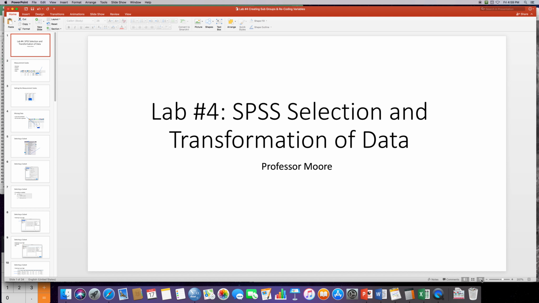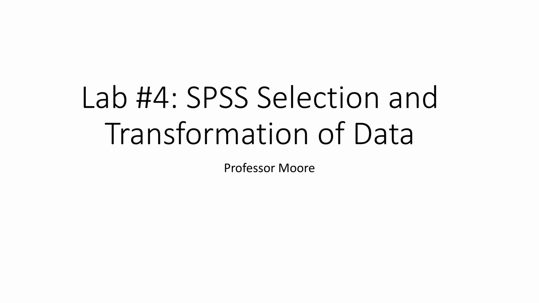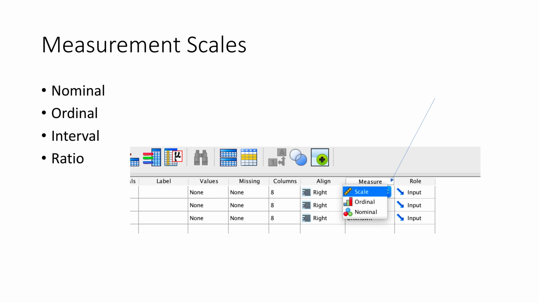Okay, so in this lab number 4, it's the SPSS selection and transformation of data. We're going to go over a couple of things. We're going to talk a little bit about measurement scales, selecting a subset, transformation of data, selection of data, where we will compute a new variable, so we'll create some new data. And then we'll talk about how we can recode a variable and make it look like a different variable, if you will.